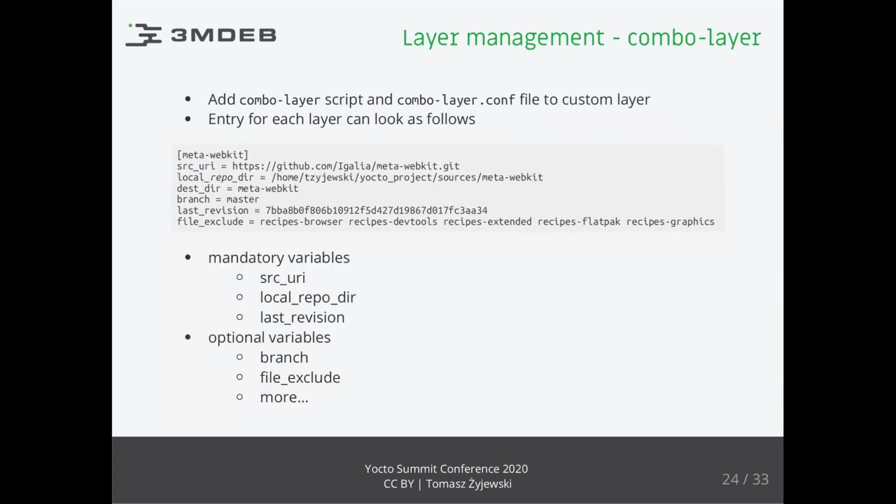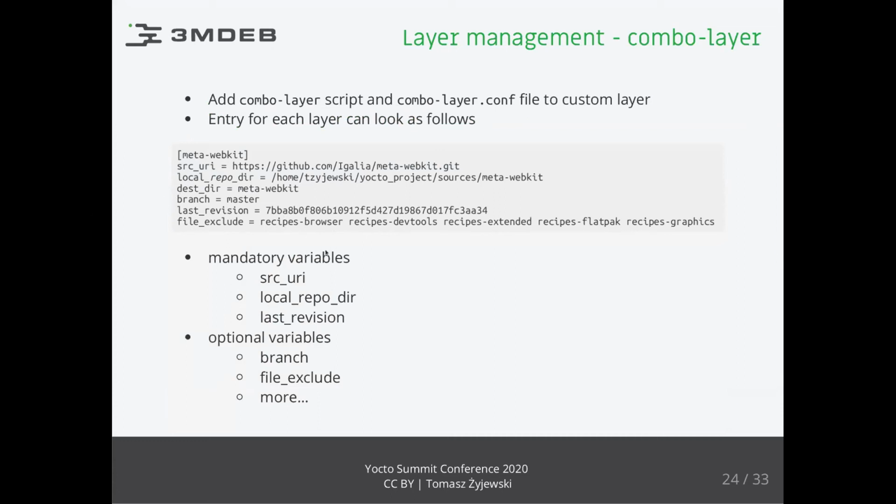Okay, so if we want to put all the necessary files in our own layer, we can copy the script to it and prepare an appropriate configuration file there. For each layer, the entry looks like this. So we have the name of the layer, like meta-webkit. Then we have some variables, some of which are mandatory and others optional.